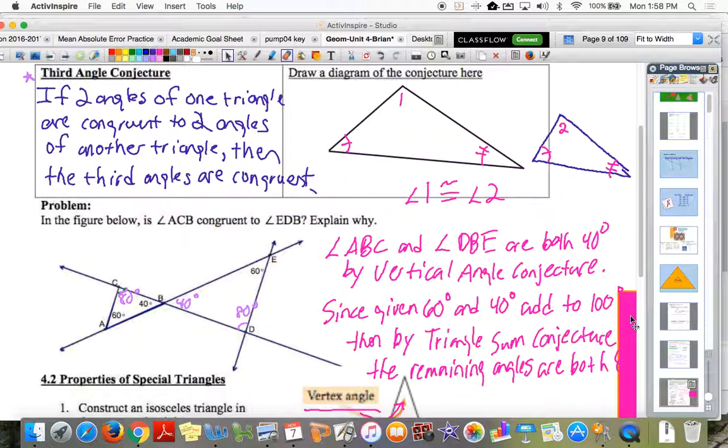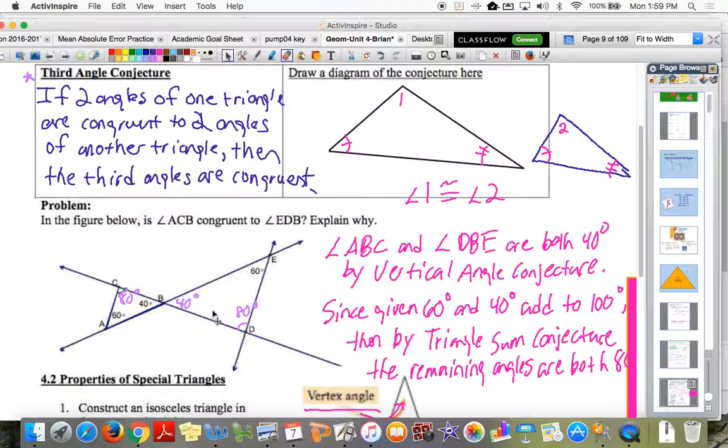I might say something like, ABC and DBE are both 40 degrees by the vertical angle conjecture, so we're just explaining our reasoning here. And since 60 and 40 add up to 100 degrees, then we know by the triangle sum conjecture that the remaining angles are both 80 degrees. So that's one way of proving it.